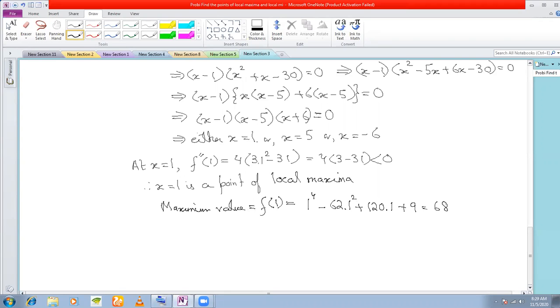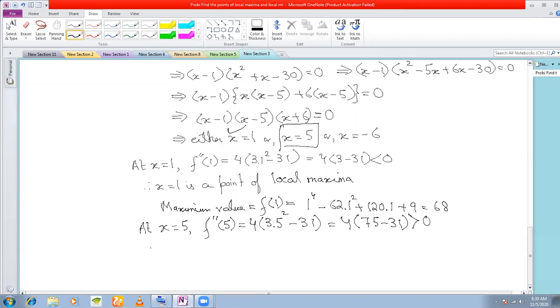We checked for the first point. Let's now check for the other point. We have completed this point. Now we shall do this point at x is equal to 5. At x is equal to 5, f double dashed 5 is equal to 4 into 3 into 5 square minus 31. So this will be 4 into 75 minus 31. Positive or negative? Positive. Therefore, x is equal to 5 is the point of what? Minima, local minima.